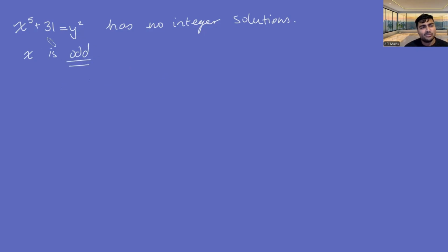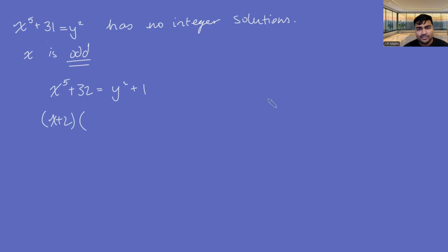Where do we go from here? Well, 31 here, and we've got something to the power of 5. 31 is suspiciously close to 32, which is a power of 5. So let's add 1 to both sides. So we get x^5 + 32 = y^2 + 1. Now, the great thing about the left-hand side is now we know we can factorize it, because if I substitute x = -2 into the left-hand side, I'm going to get (-2)^5, which is -32, plus 32 is 0. So that means x + 2 must be a factor.